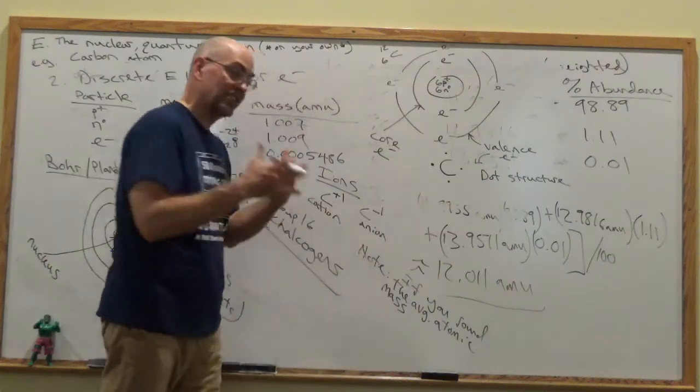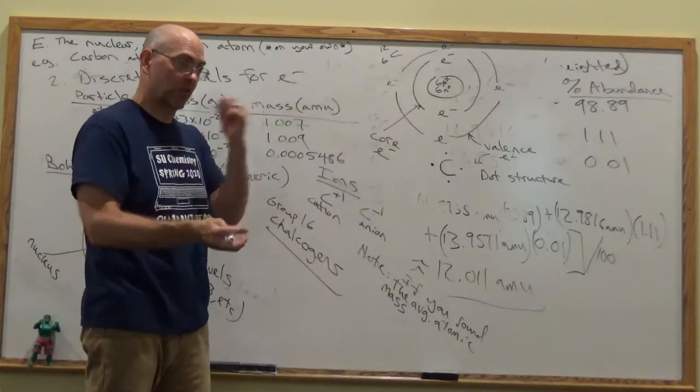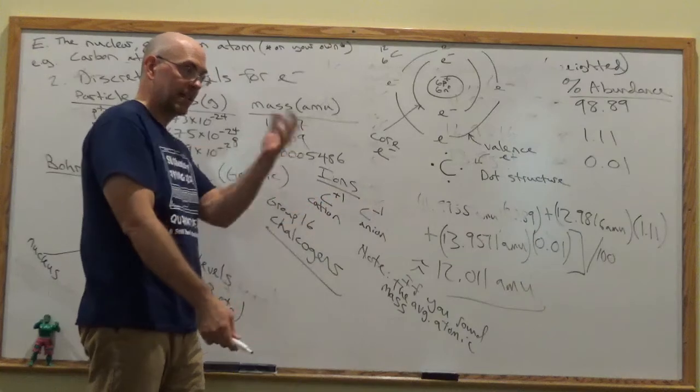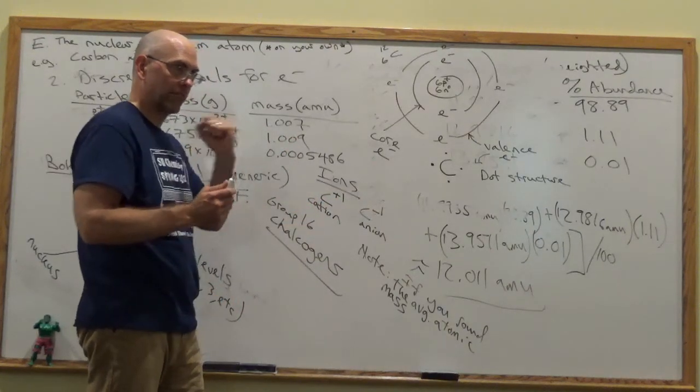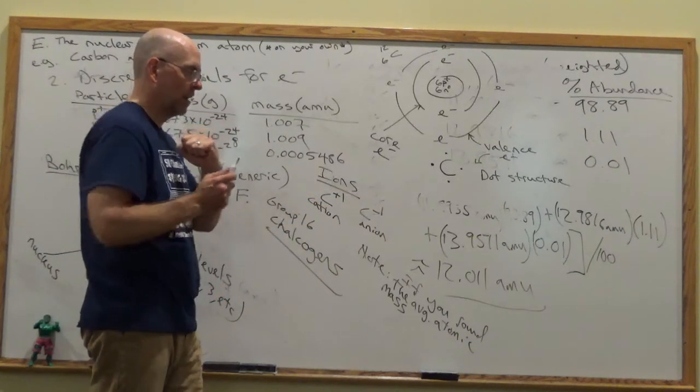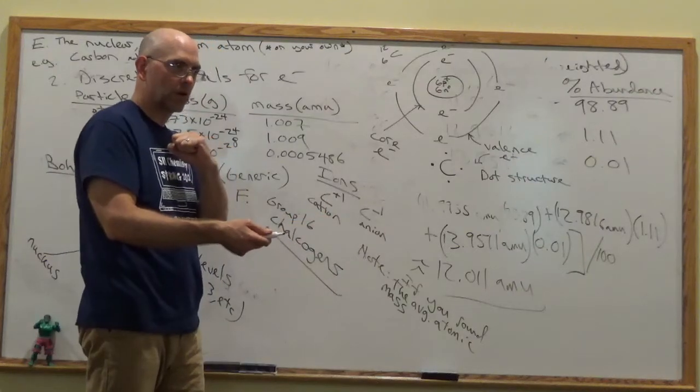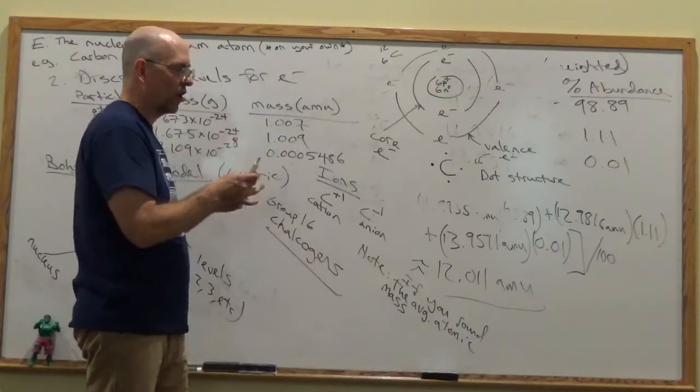So it has nothing to do with changing the nucleus. It's just electrons being taken away or added. Taken away, cation, because now the protons outweigh the electrons. Negative is an anion. Okay, that was just kind of an add-on at the end.